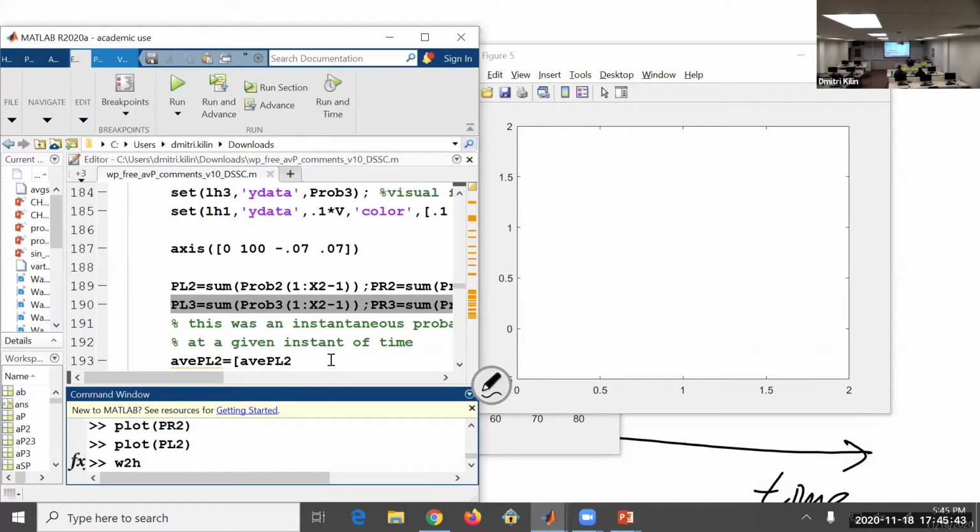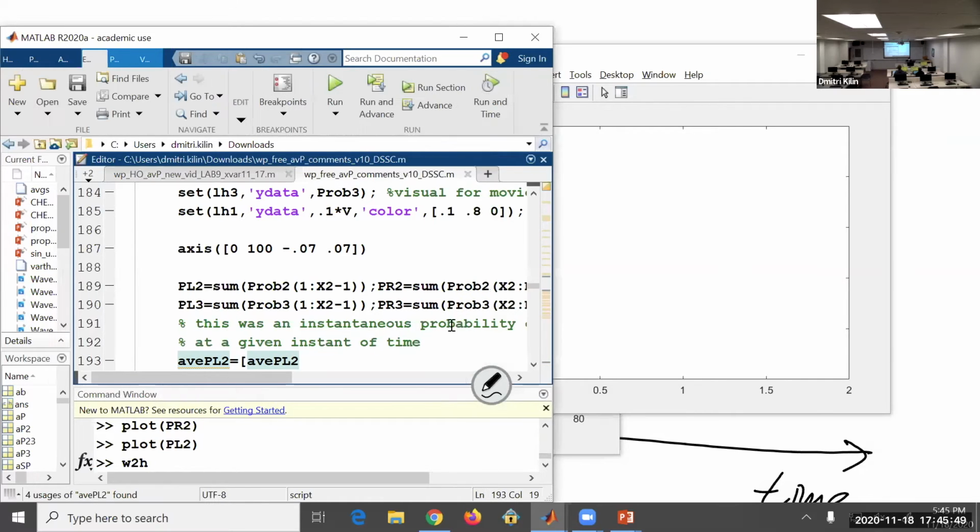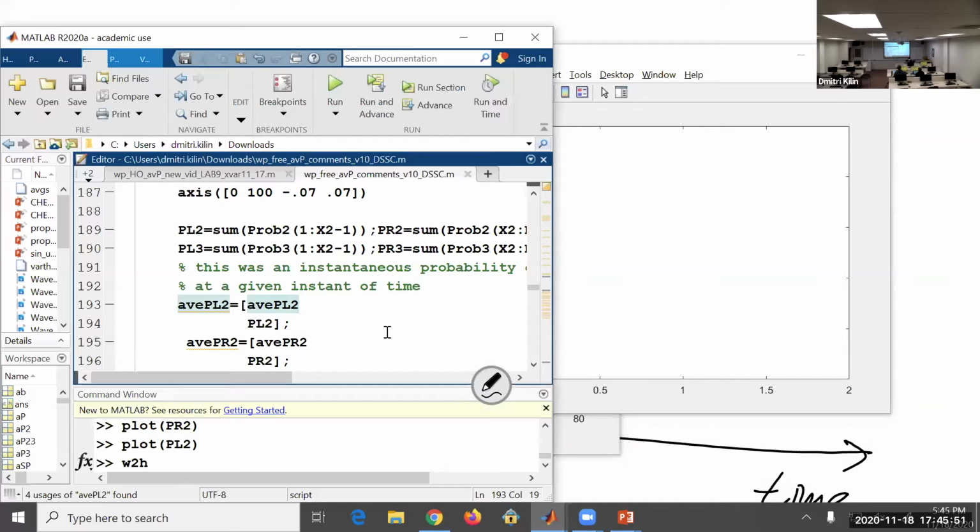Oh, yes. Anyone wants to correct me? I can correct myself, but you guys can use it as well. So this P of 2 and P of the field 3 is instantaneous value. And we need to accumulate it on the trajectory. So we need to plot average accumulated.